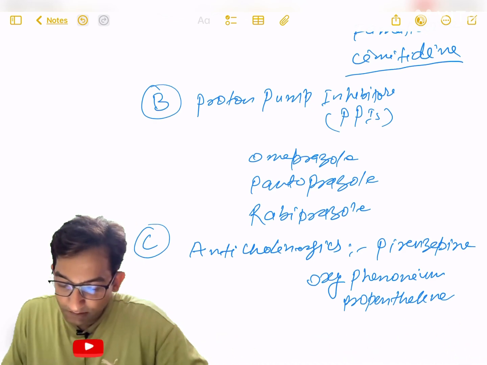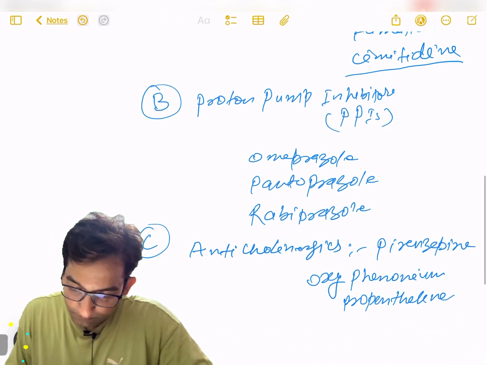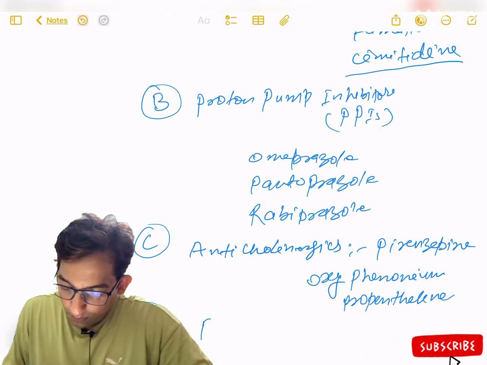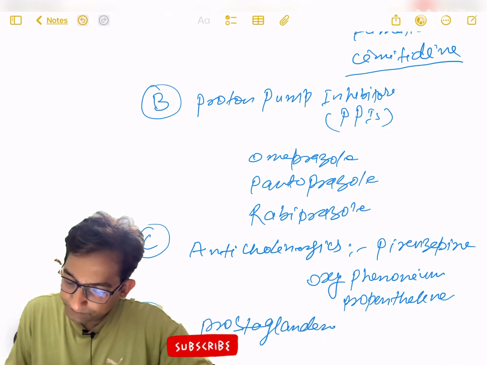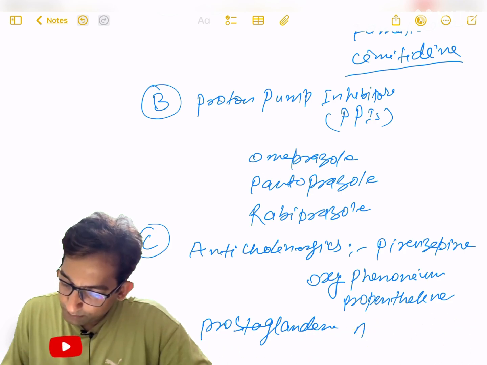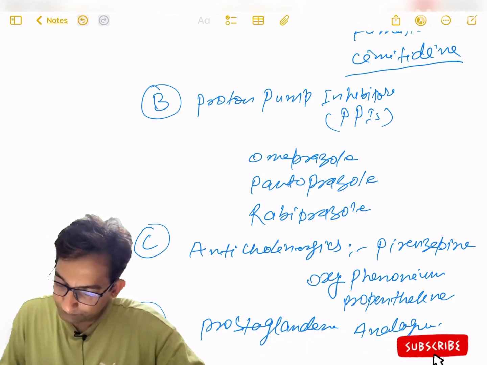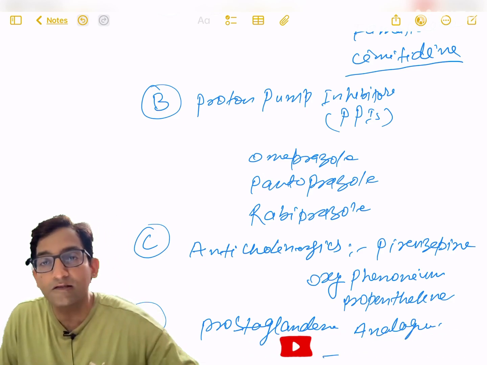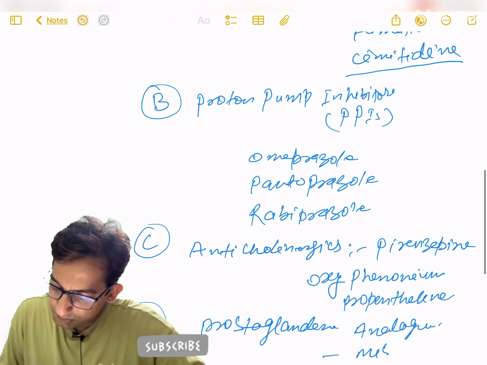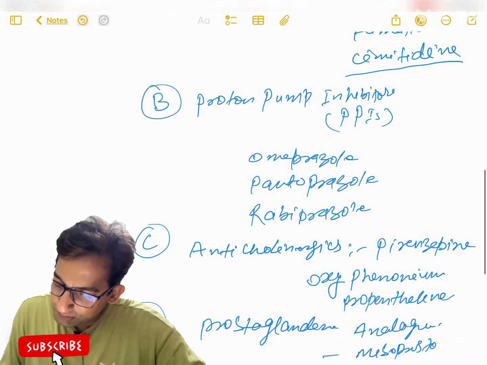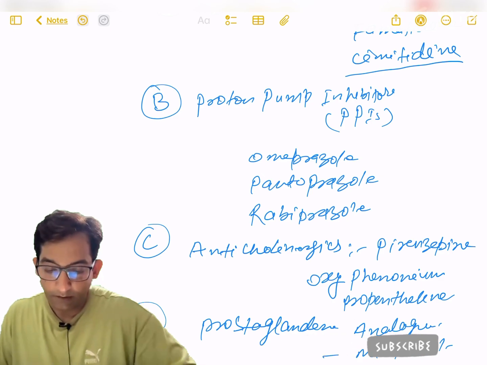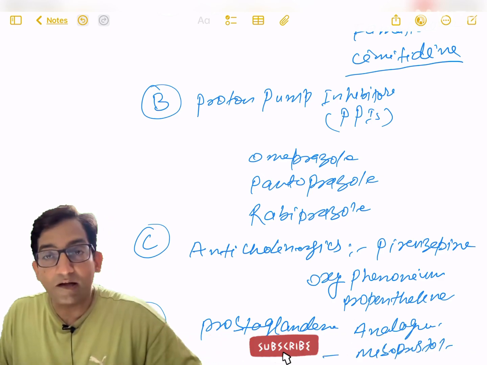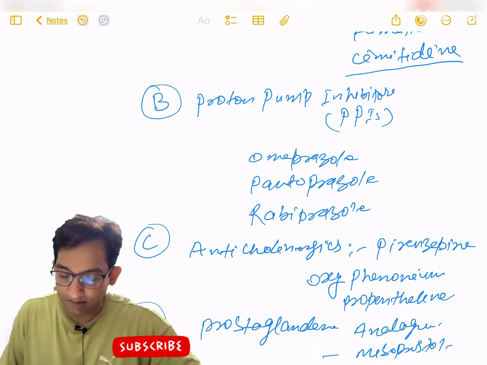Now, the next category of drugs: prostaglandin analog, misoprostol. An example of this category is misoprostol. Misoprostol is contraindicated in pregnancy. Okay. So, these all are the examples of reduction of gastric acid secretion.